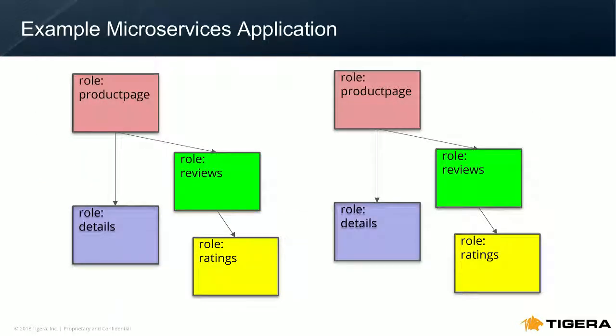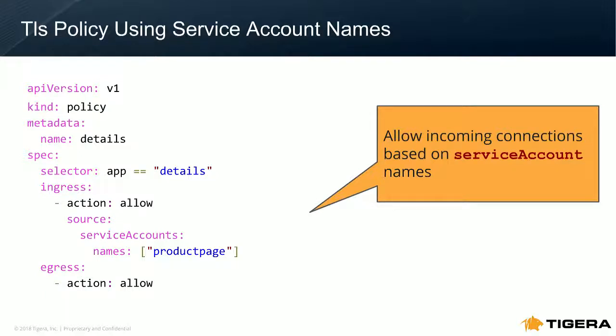Remember, we talked about zero trust, the idea of using multiple enforcement points and multiple forms of identification. So I not only have things labeled app details in this case, but I'm also saying that not only am I going to apply this to app details, I'm going to allow traffic in from things with a specific kind of label in Kubernetes called a service account with the name product page.